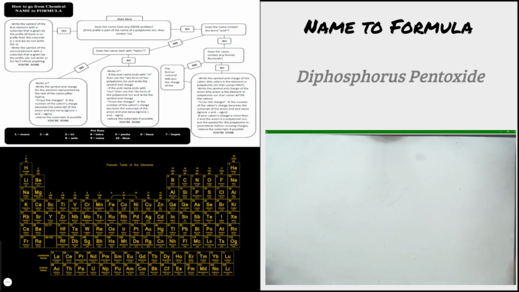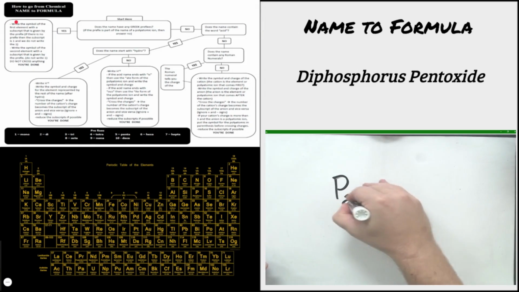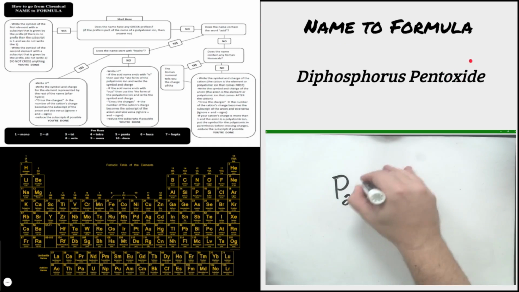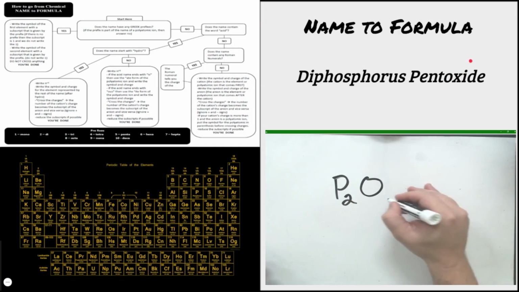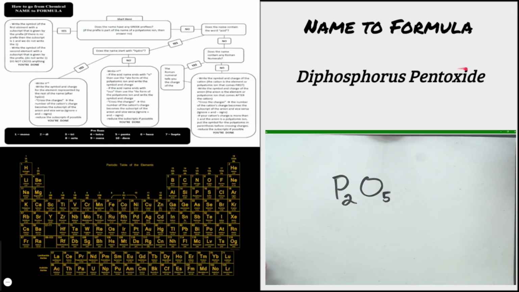Okay. So let's do one last example, Diphosphorus Pentoxide. Okay, so does it have any prefixes? Yes. So we're going to write the symbol. Phosphorus is a P, di is 2. All right, and again, oxide would be OX, so oxygen, and pent is 5. So P2O5, diphosphorus pentoxide.